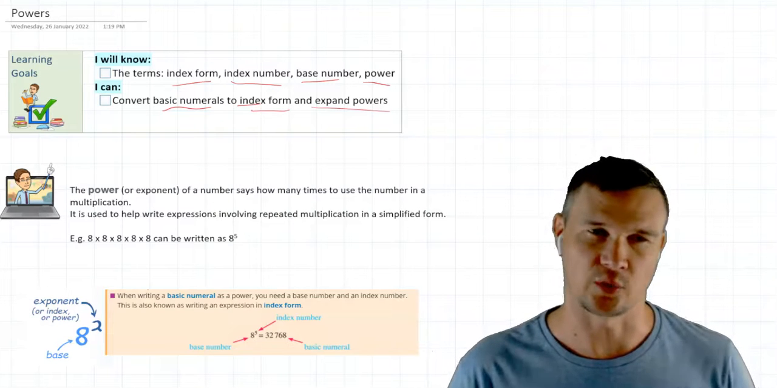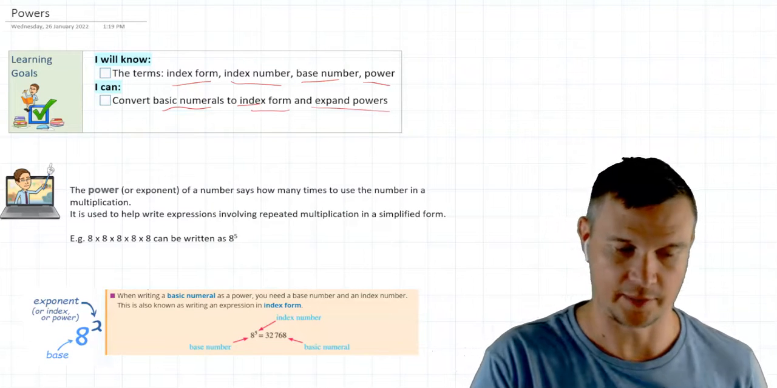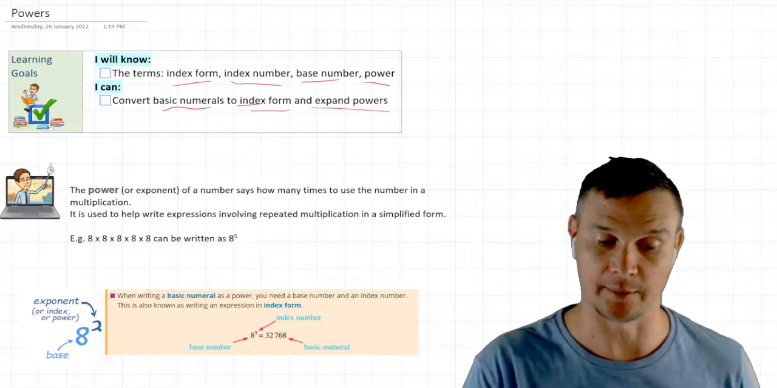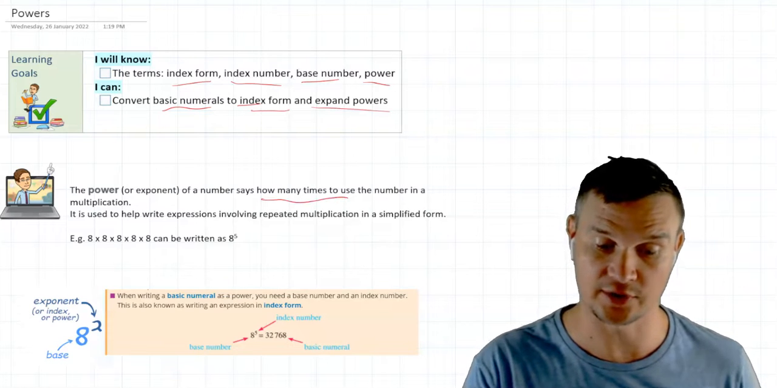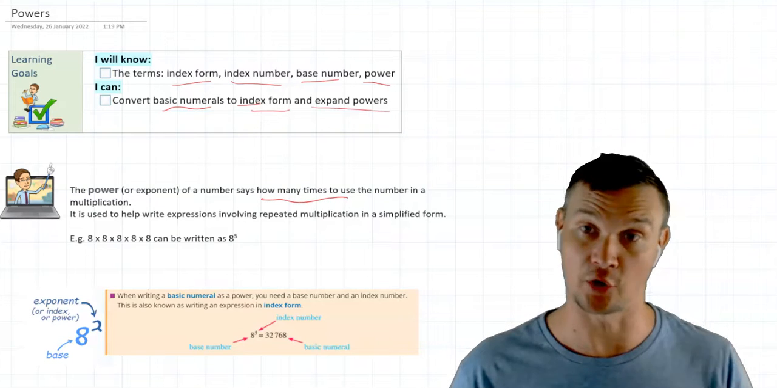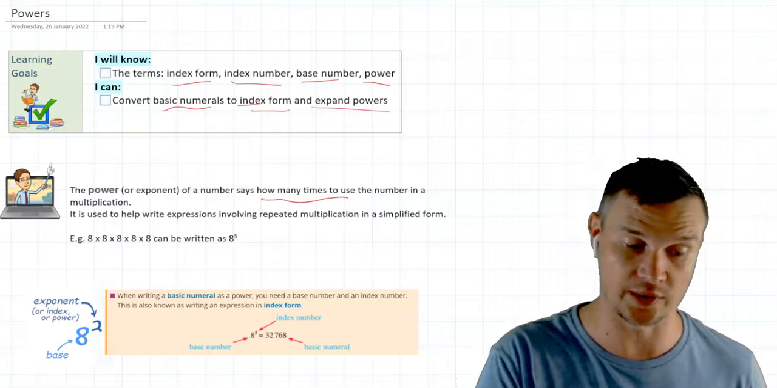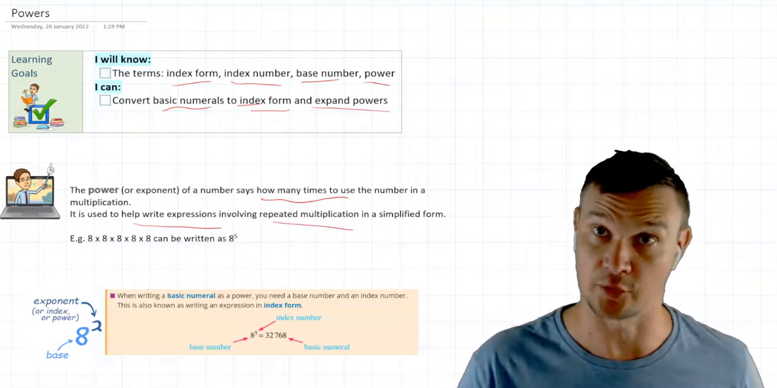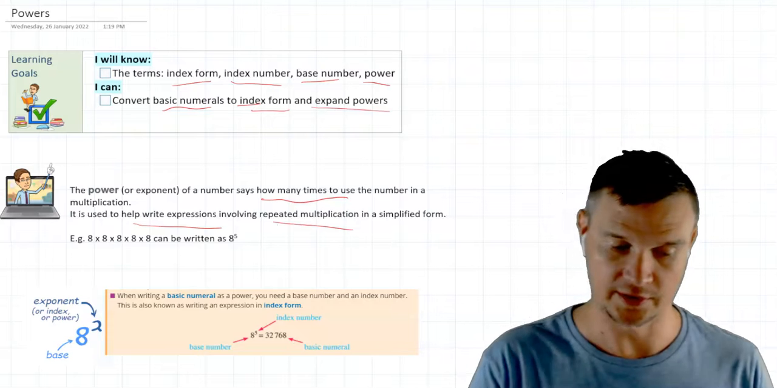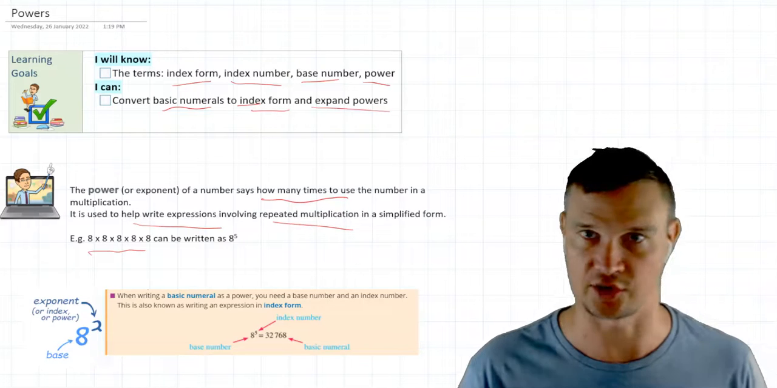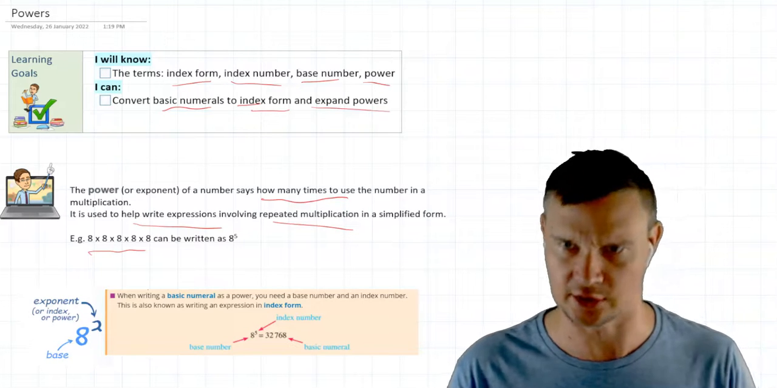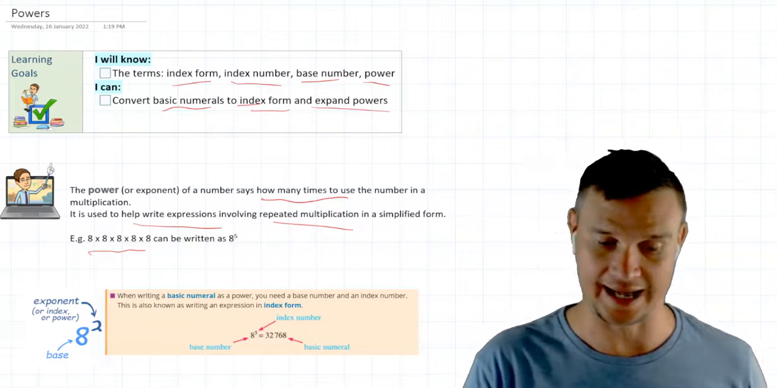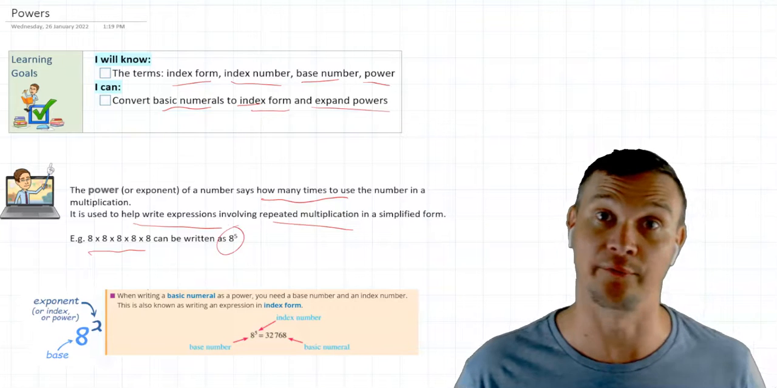Firstly, the definition. What is the power? The power or exponent of a number shows how many times to use the number in a multiplication. It's a way that we use to help write expressions which have repeated multiplication in a simpler form. So the example is here. Instead of writing 8 times 8 times 8 times, etc., you can just write that as 8 to the power of 5.